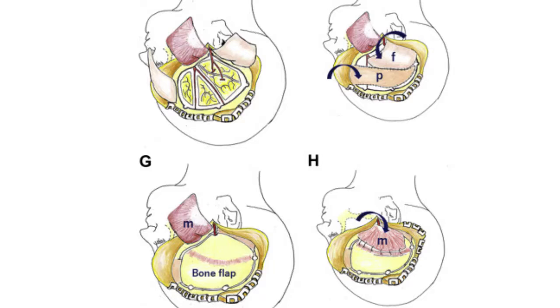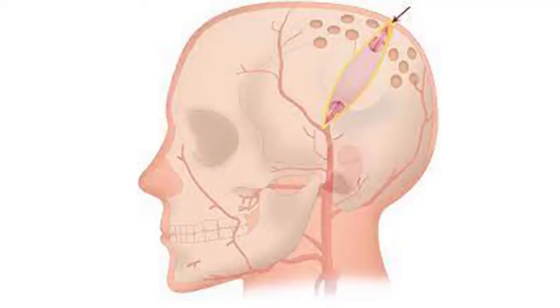Similarly, another procedure would be called encephalomyoarteriosynangiosis, where a temporalis muscle is placed over the brain and the blood supply from this muscle is used to augment the blood supply to the brain. Apart from these direct and indirect bypass procedures, there is another procedure called a multiple burr hole surgery. So we make multiple holes in the skull and then open the dura over there.